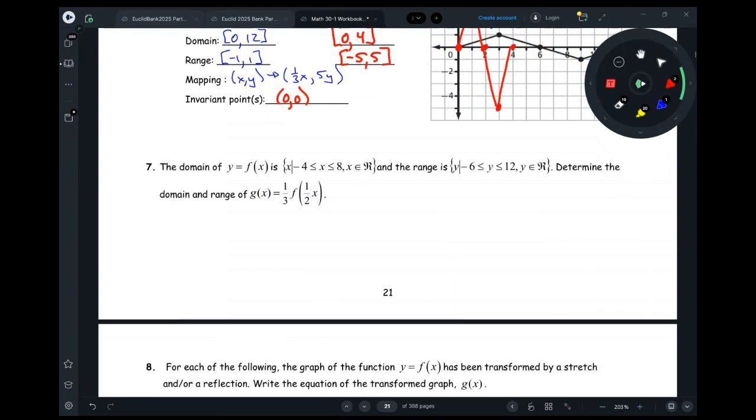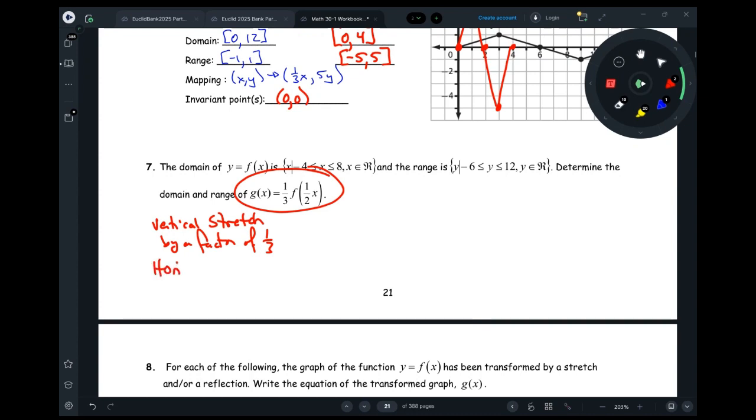So now in this next question, it says the domain of f of x is negative 4 to 8 inclusive, and the range is negative 6 to 12 inclusive. We're going to determine the domain and range of this function right here. Well, what I really got to notice here is what are the stretches here? So there has been a vertical stretch, okay, by a factor of 1/3. And I can see that because it's been moved over to the function. F of x represents the old function, so my old y coordinates are being multiplied by 1/3.